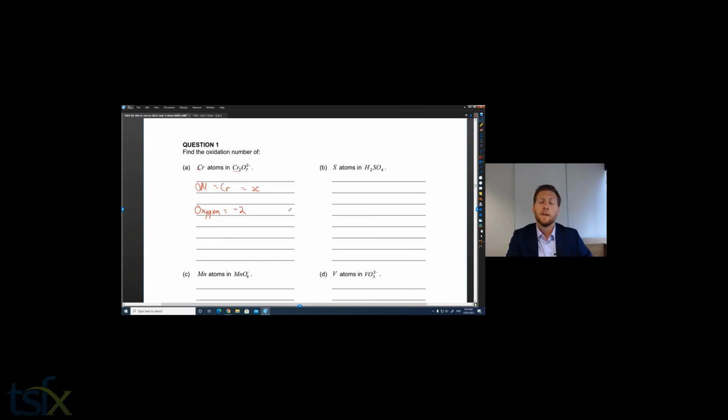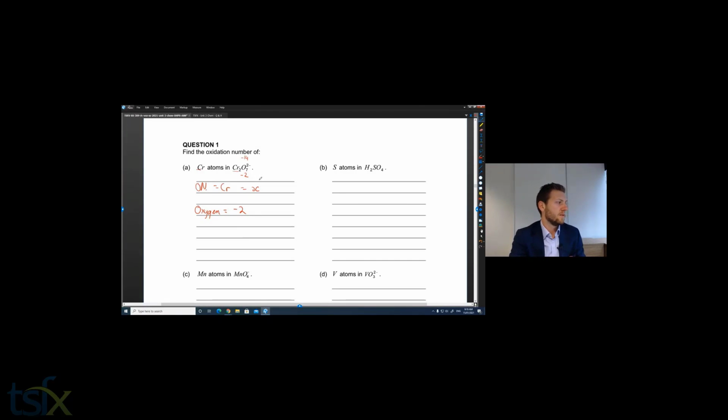Unless it's in a peroxide or OF2, but it's not, so oxygen's -2. What I like to do is put the oxidation number down the bottom, -2, and then at the top of the number, you put the sum of it. So -2 is the charge on oxygen there. There's 7 of them, so it's going to be -14 as the total sum.